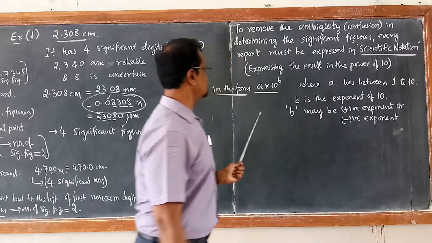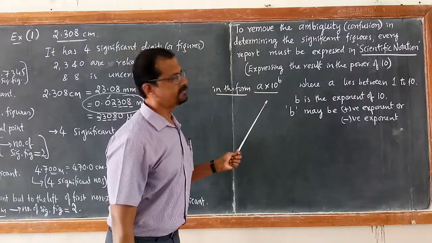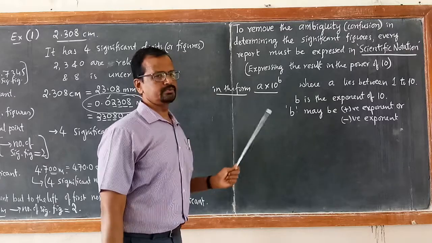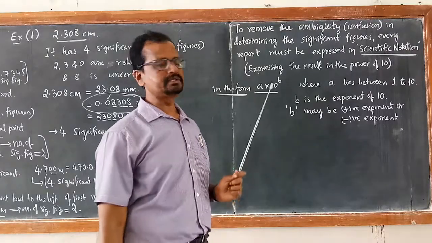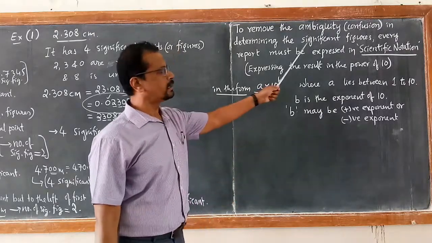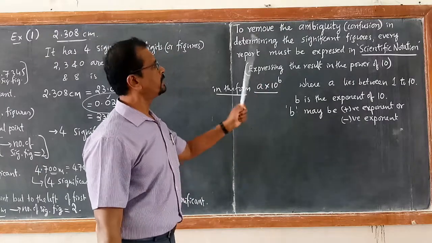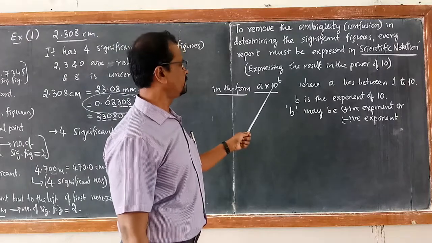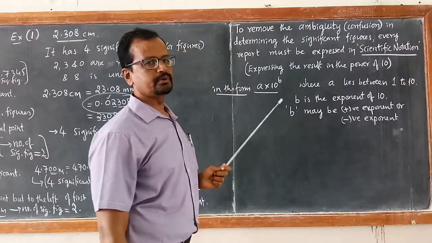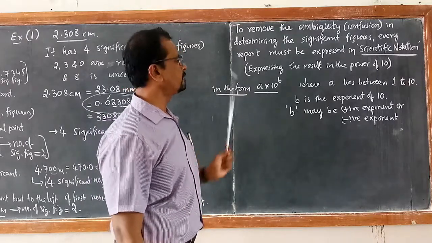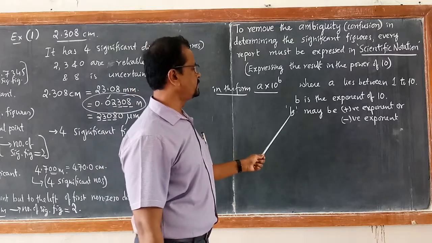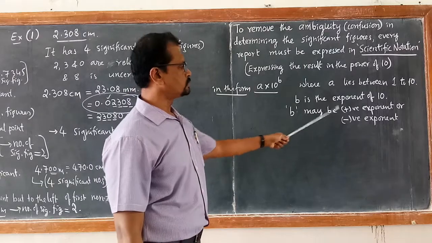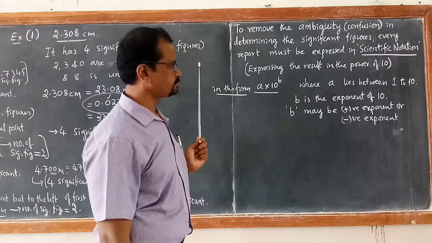This is called scientific notation. Once we express this in scientific notation, there will not be any confusion or ambiguity. It will have a digit multiplied by 10 to the power of an exponent, a number. This b, which is called the exponent of 10, may be a positive or negative exponent.